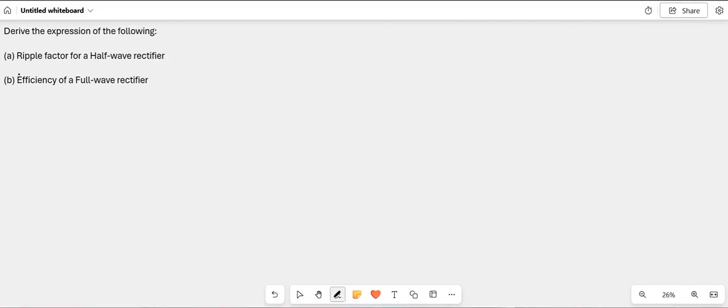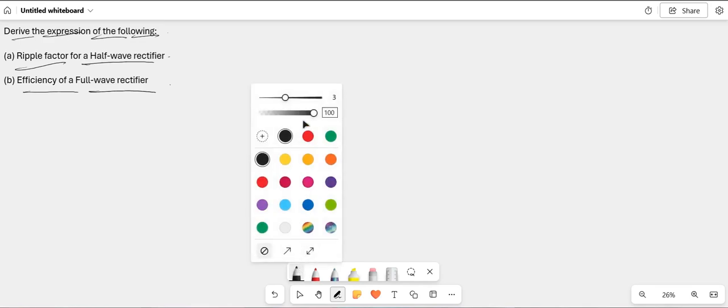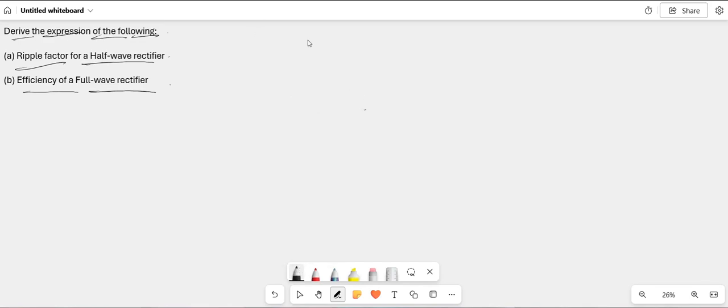In this question, we are asked to derive the expression of the following: ripple factor of a half-wave rectifier and efficiency of a full-wave rectifier. Okay, so let us start with it. Ripple factor for a half-wave rectifier.